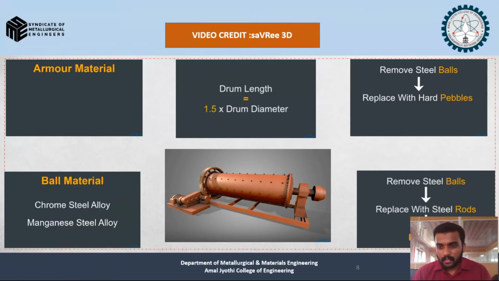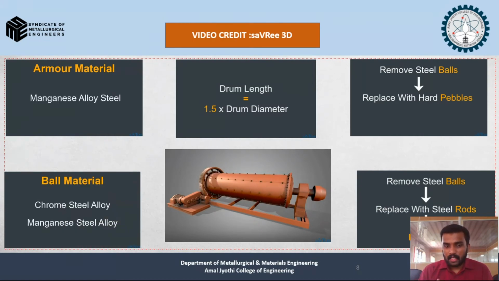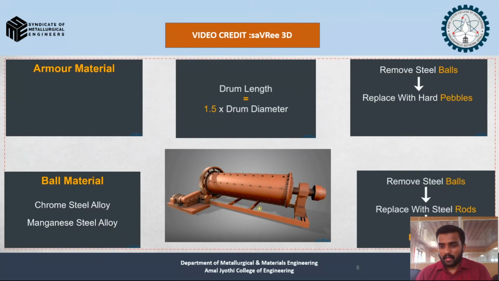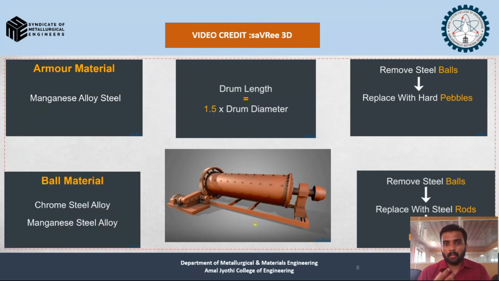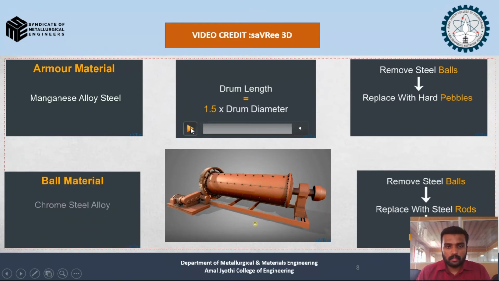Next is the ball material. You might have seen the ball rotating in the previous slide in the red color ball. That ball is normally made of manganese steel, same with the chromium steel alloy, that is chrome steel alloy. They are normally hardened alloyed steel, which have a very tough, wear resistant property. That's why we are using those kinds of material in a ball mill.